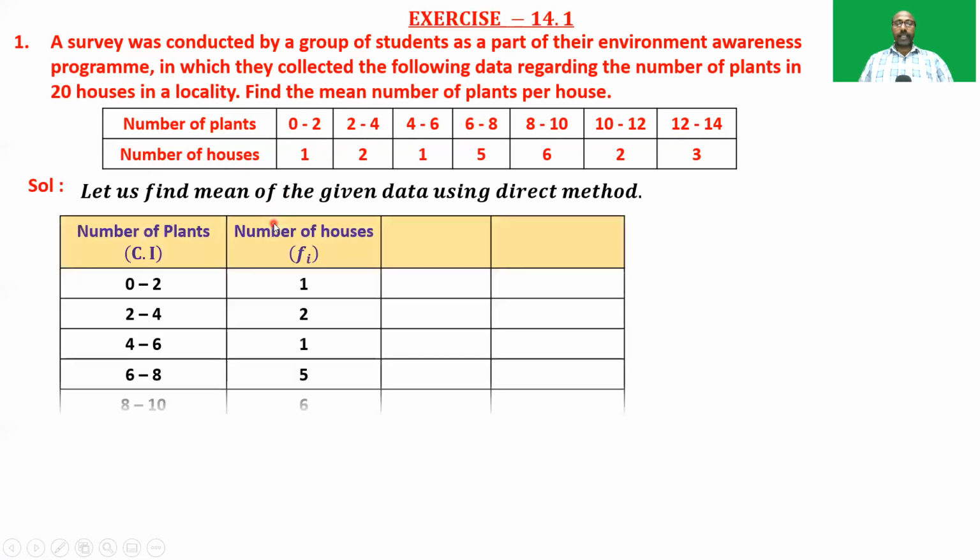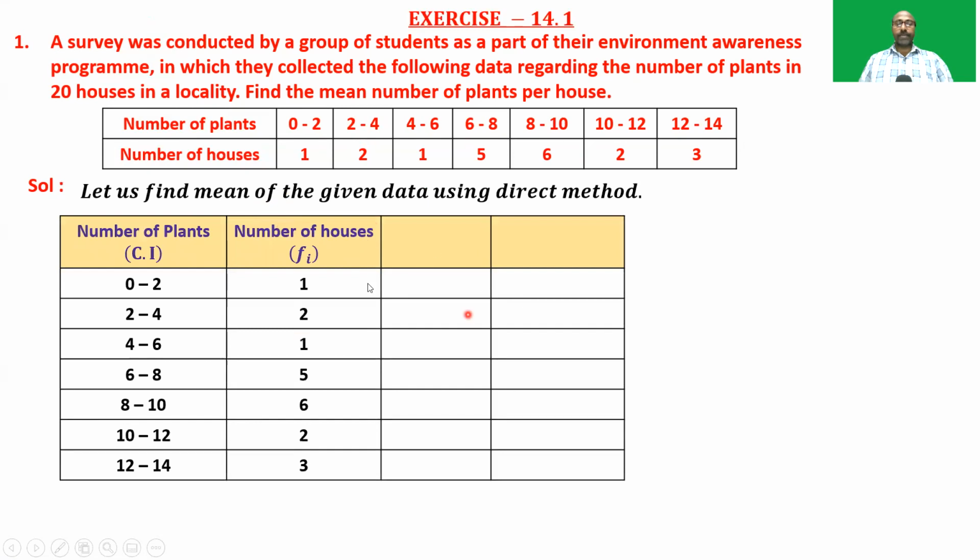So in the direct method, we need 4 columns and the first 2 columns are the same as given in the data. So number of plants, that is class intervals, and number of houses, that is frequencies of class intervals. And the third column we have to take is class marks. So the class mark of a class interval is equal to upper limit plus lower limit by 2. That is 0 plus 2 by 2, that is 2 by 2, which is equal to 1.